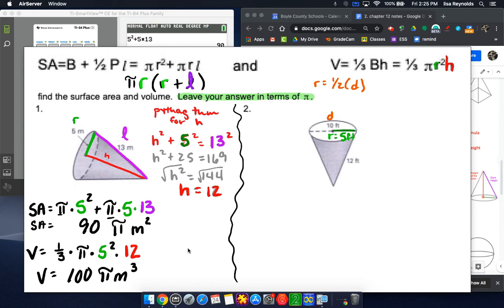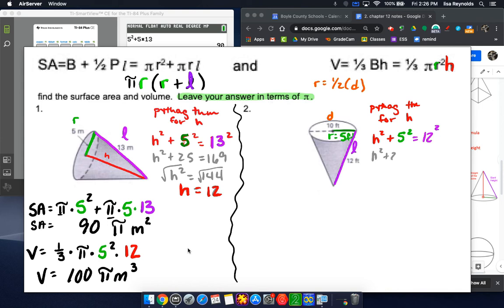Once again, we have the measurement along the outer surface. So this is our slant height. So just like the previous problem, we're going to do the Pythagorean theorem for the height. So our height squared plus our radius of 5 squared is going to equal our slant height of 12 squared. So a little bit of calculating.